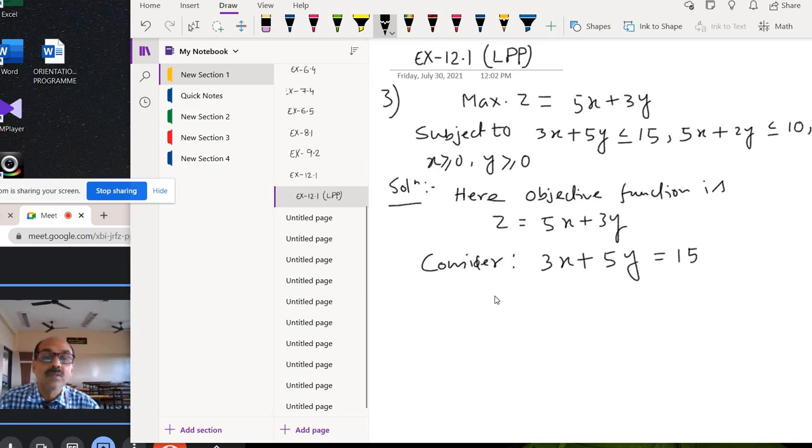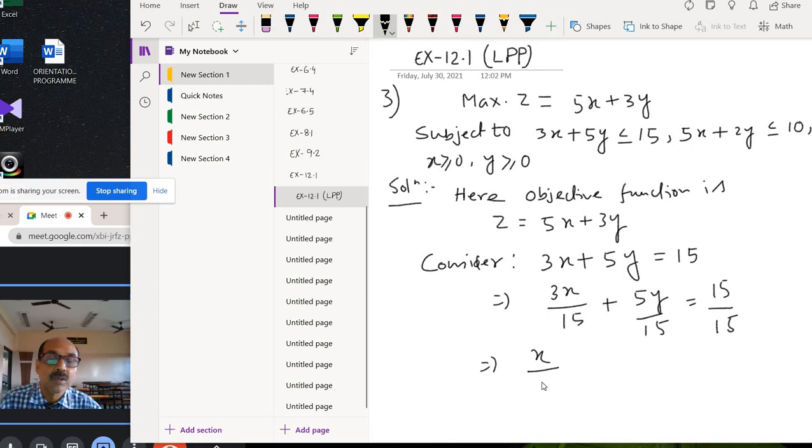Now this means divide this equation by 15, that is 3x by 15 plus 5y by 15 equals 15 by 15. So this means x/5 + y/3 = 1.